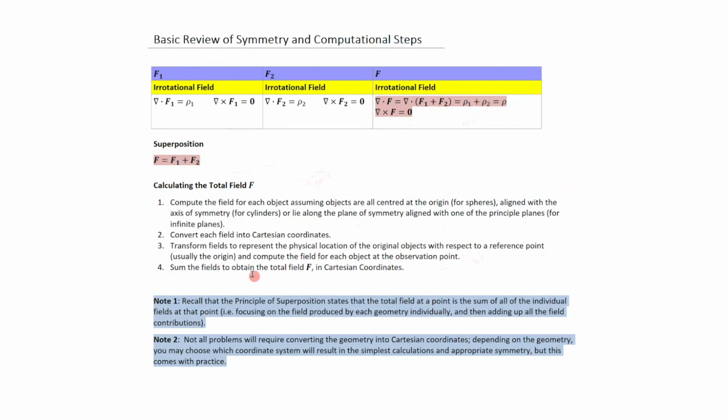Once you've done that, you have a common reference point, so you can sum the fields to obtain the total field F, which will be in Cartesian coordinates. All right, and so just two specific notes here. Recall that the principle of superposition states that the total field at a point is a sum of all the individual fields at that point, focusing on the field produced by each geometry individually and then adding up all the field contributions. Second note is that not all problems will require converting the geometry into Cartesian coordinates. Depending on the geometry, you may choose which coordinate system will result in the simplest calculations and appropriate symmetry, but this comes with practice.